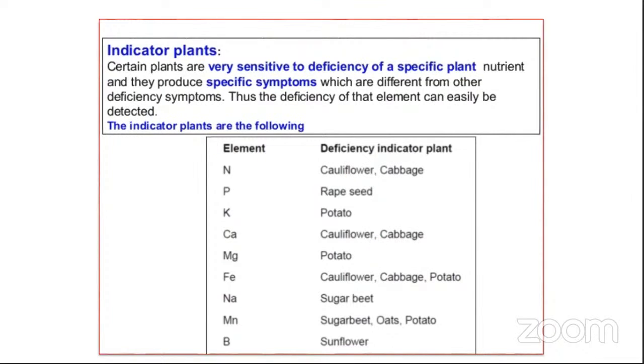Why are these indicators of this particular element? They show very specific symptoms and respond to this particular nutrient very easily. That's why they are called indicator plants.